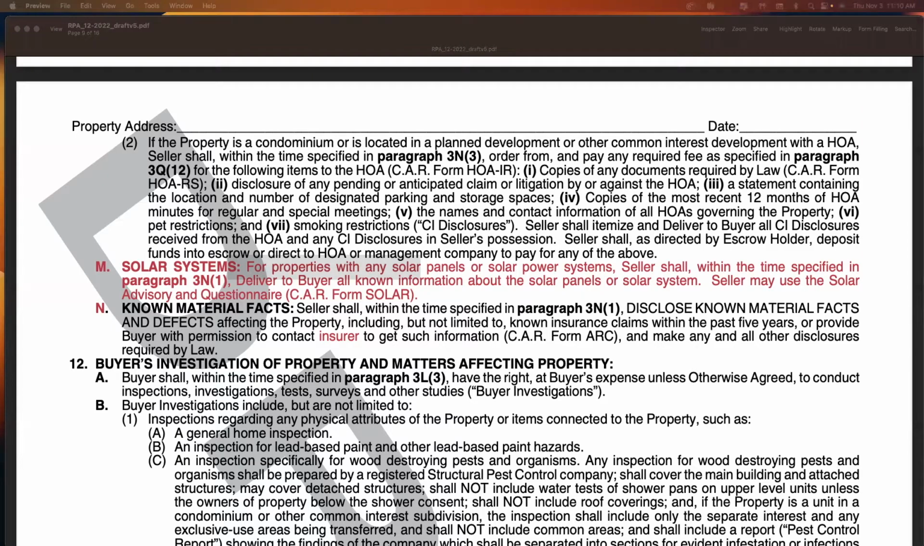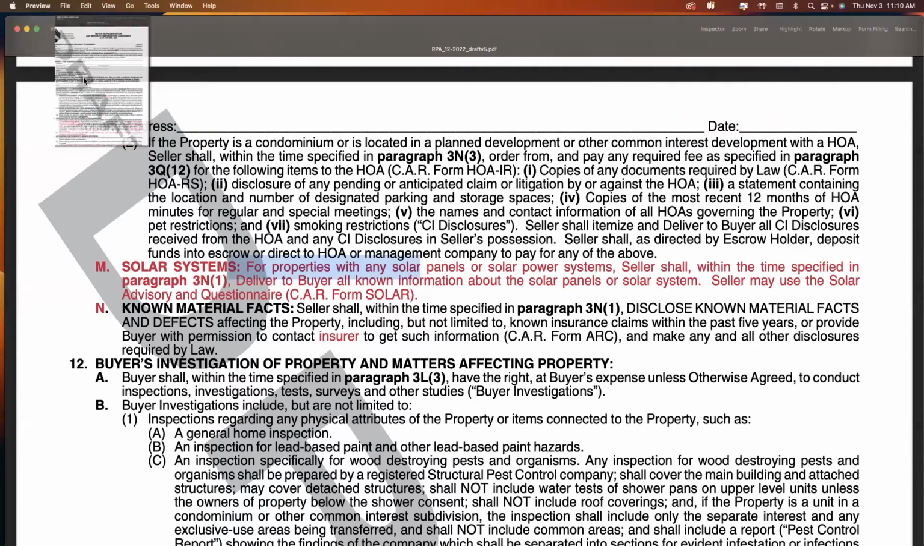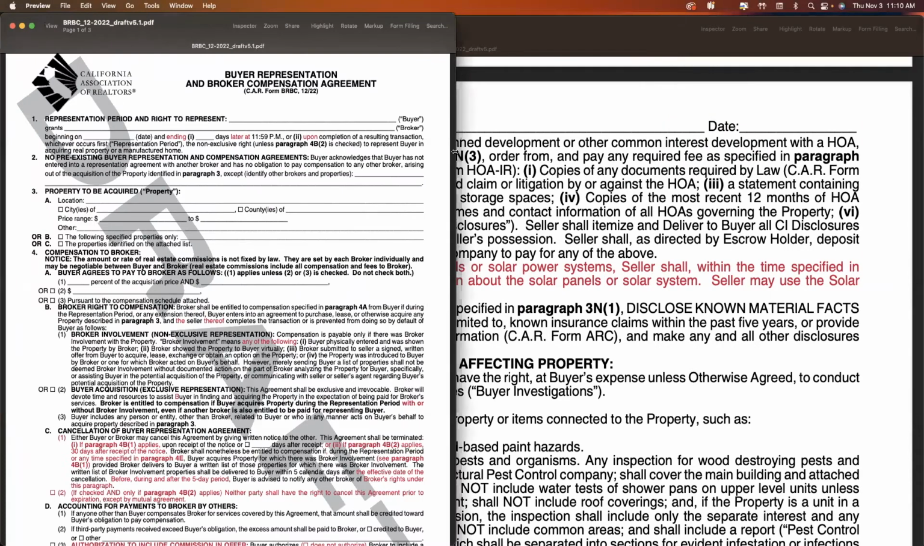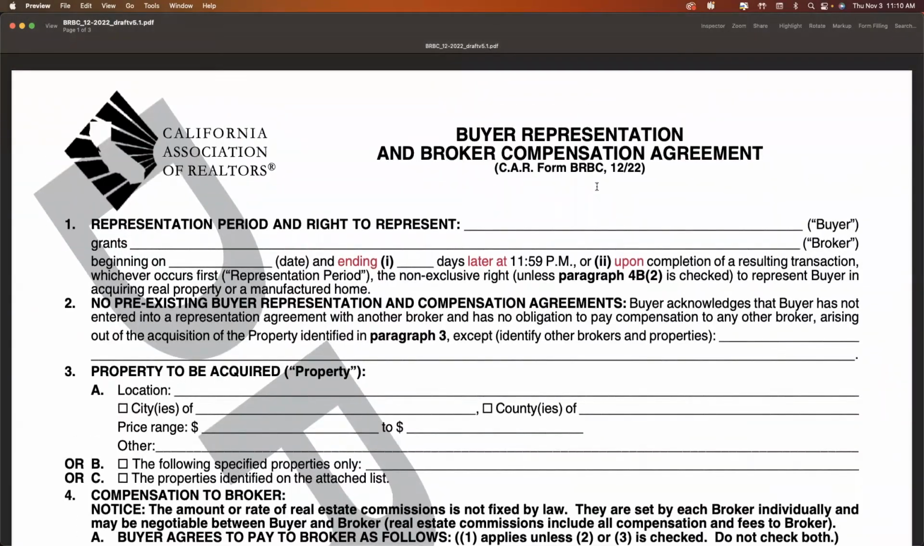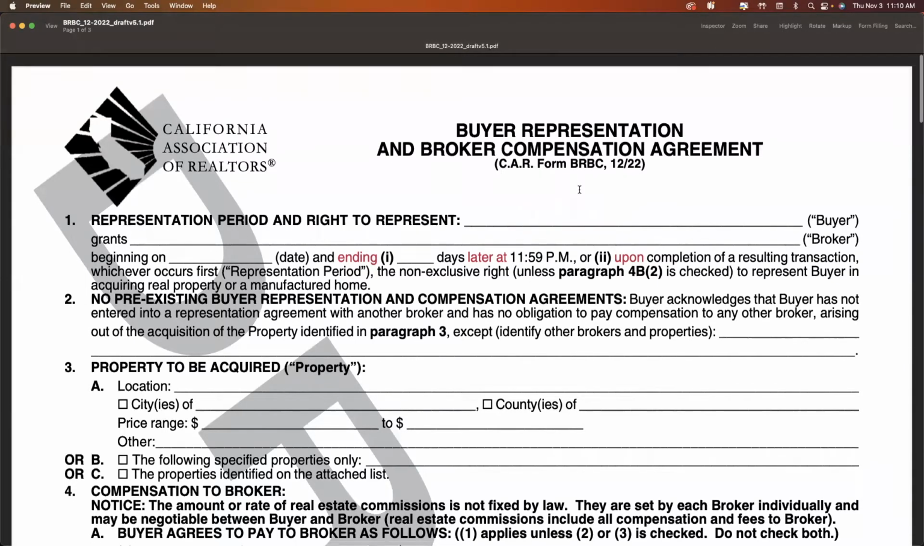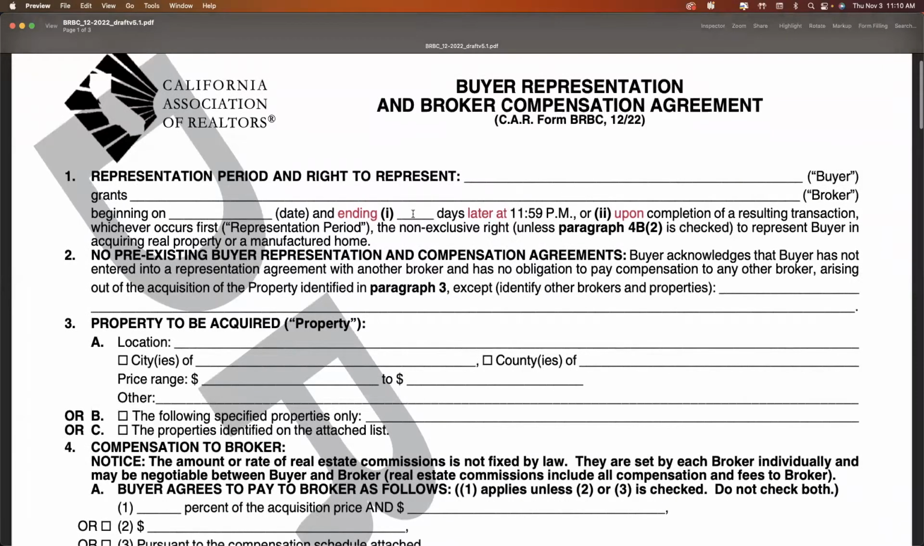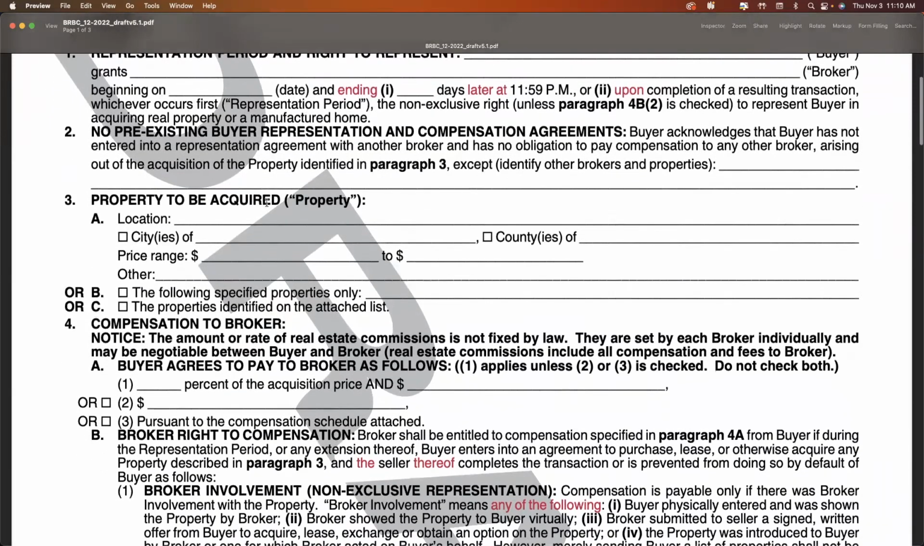So we talked a little bit about it, the buyer representation and compensation agreement. This is a new form. It is replacing the buyer representation agreement exclusive, the BRE. It has the begin date, the end date, just like it had before. It has all of the information just like it had prior, what kind of properties they're looking for, what their price points are. It has all of that.